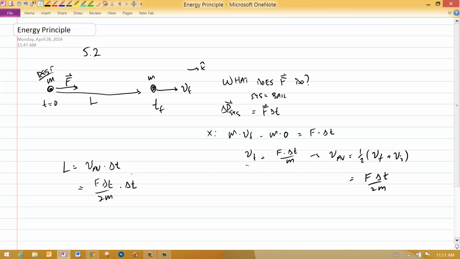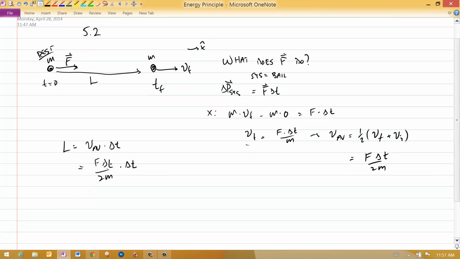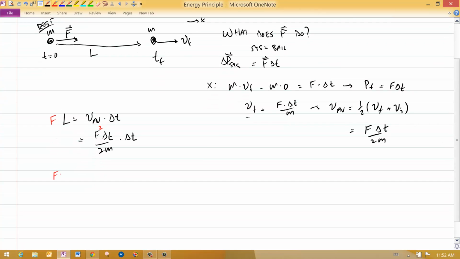Now let's take a closer look at what this looks like. I've got something that looks like the final momentum here. Let's look at what the momentum principle says. P final is equal to F times delta T. I have a delta T squared in the numerator. It's very close to being the final momentum squared. So in order to have that, I would have to multiply both sides of this equation by a factor of F. So what I have is F times L, and that is a new quantity, we'll give that a name in a second, is equal to F times delta T squared over 2m.